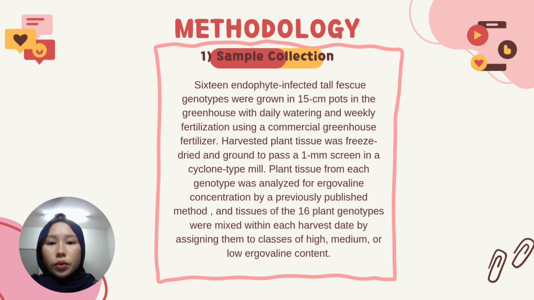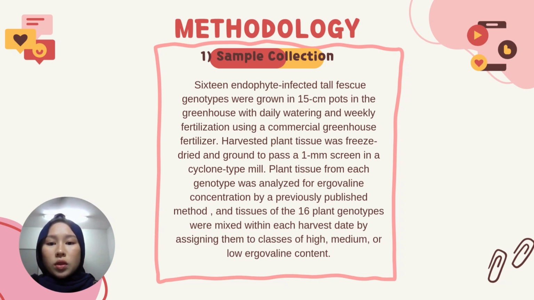Now we move to the methodology. The first one is sample collection. 16 endophyte-infected tall fescue genotypes were grown in 15 cm pots in the greenhouse with daily watering and weekly fertilization using a commercial greenhouse fertilizer.